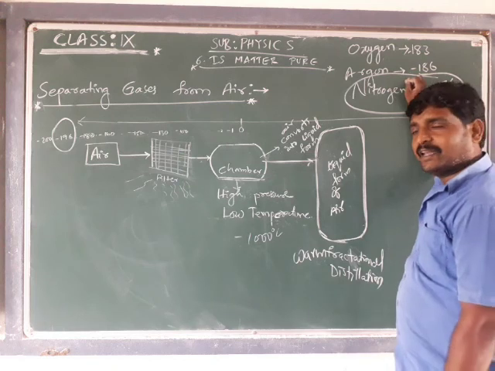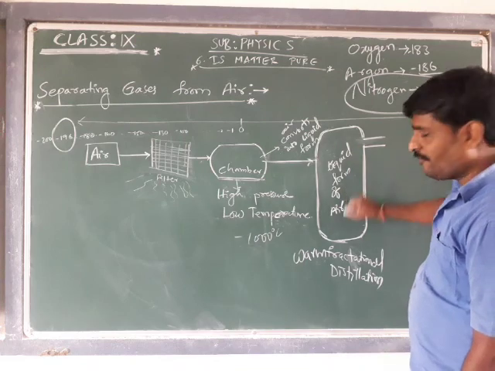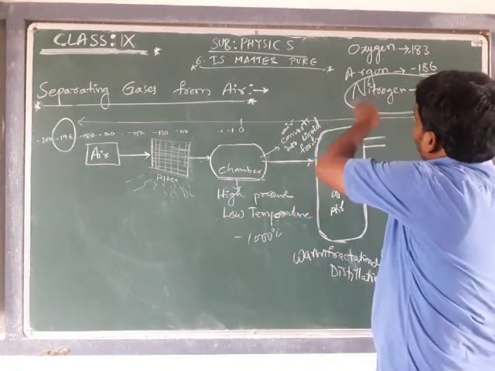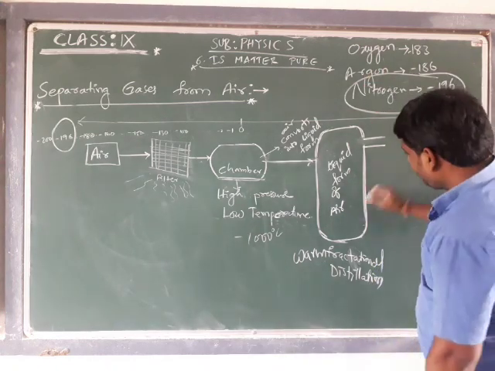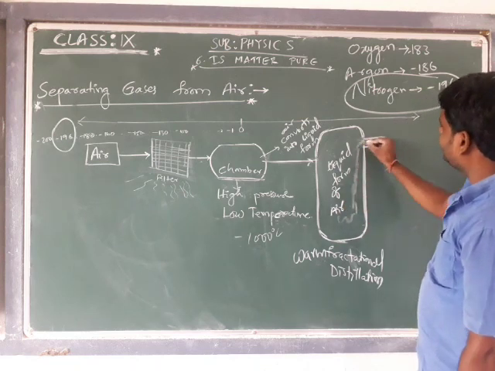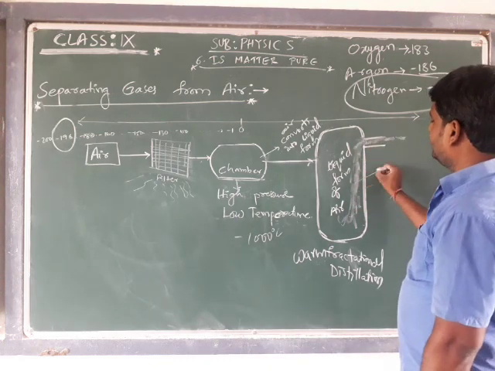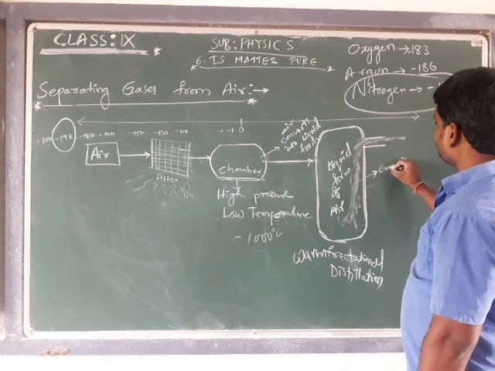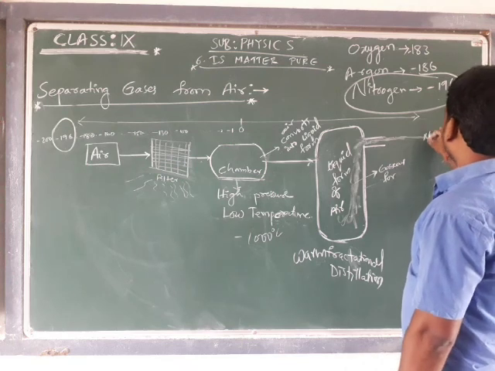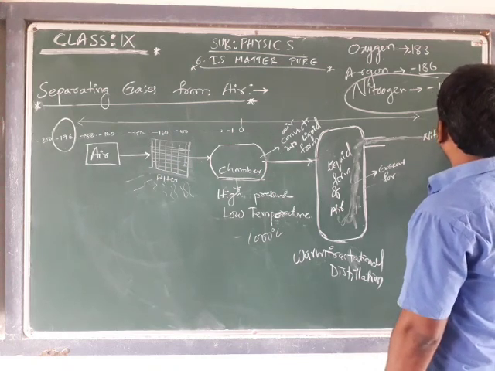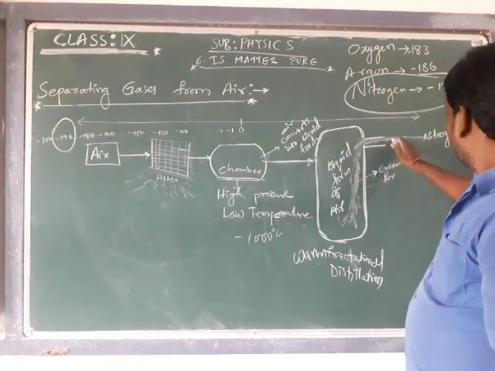As we reach the boiling point of nitrogen, from this liquid form of nitrogen, oxygen and argon, the nitrogen will be separated and taken out first in the form of gas. That is N2. As N2 is taken out, we are going to collect it in cylinders.